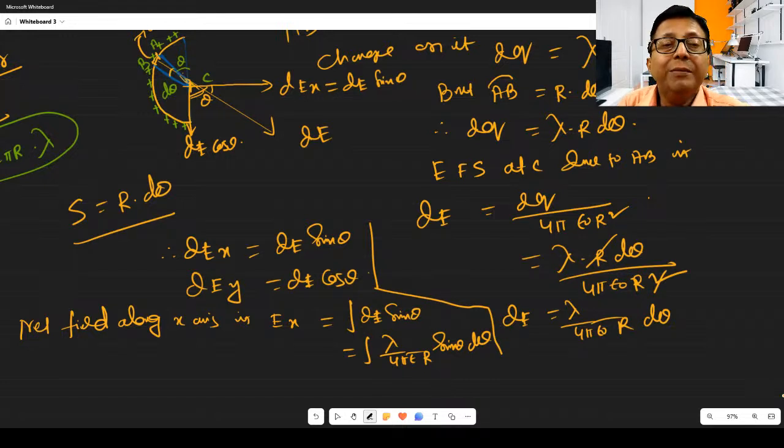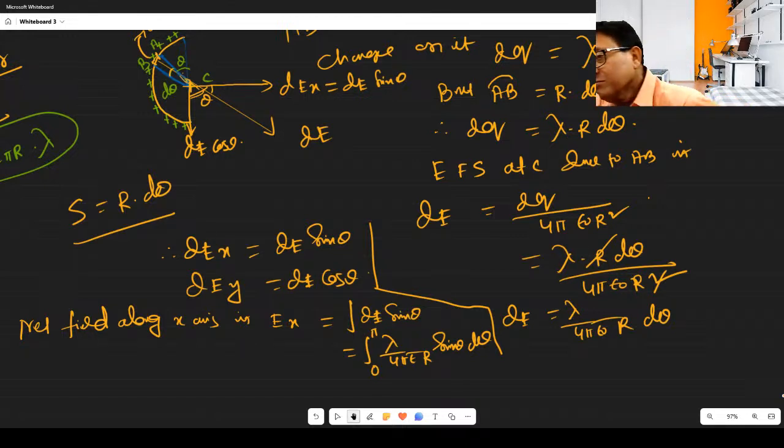What will be the limit of integration? Theta is changing from where to where? This position 0, it will be 0 to pi. Isn't it? Take once. 0 to pi or pi to 0, you decide.